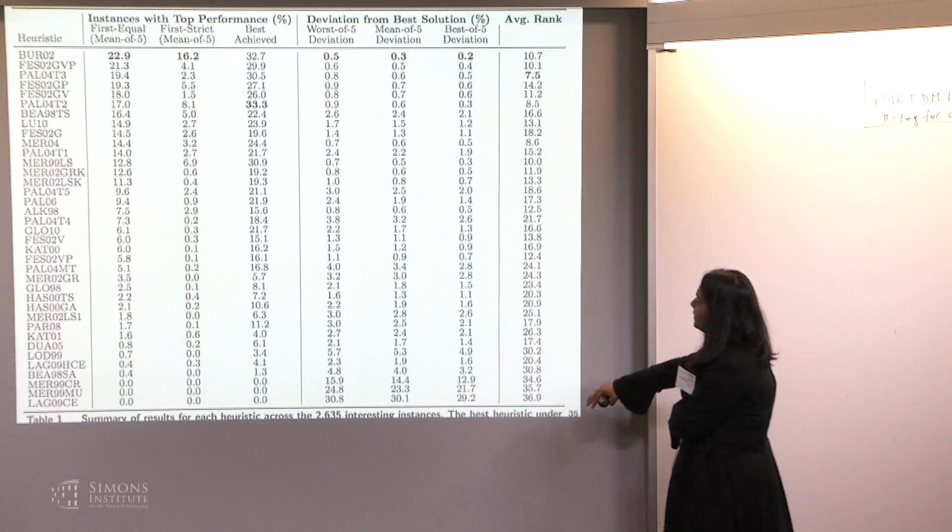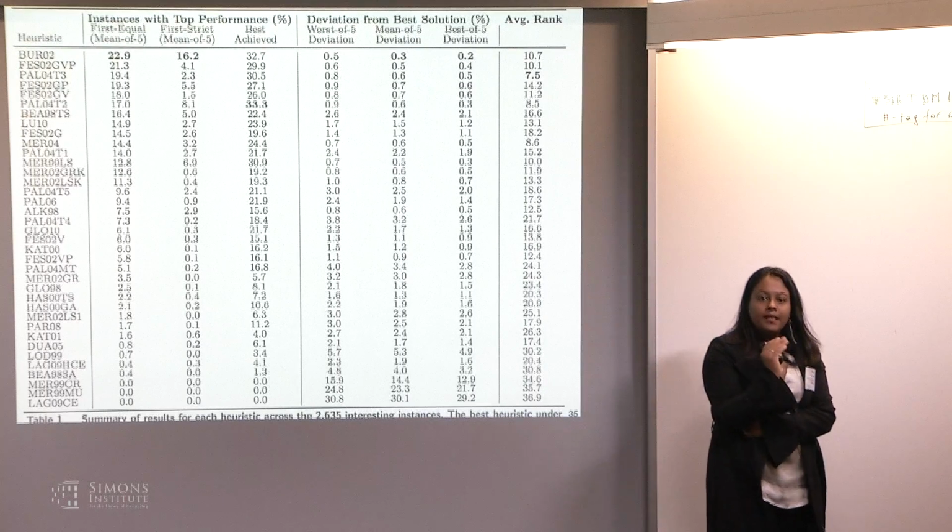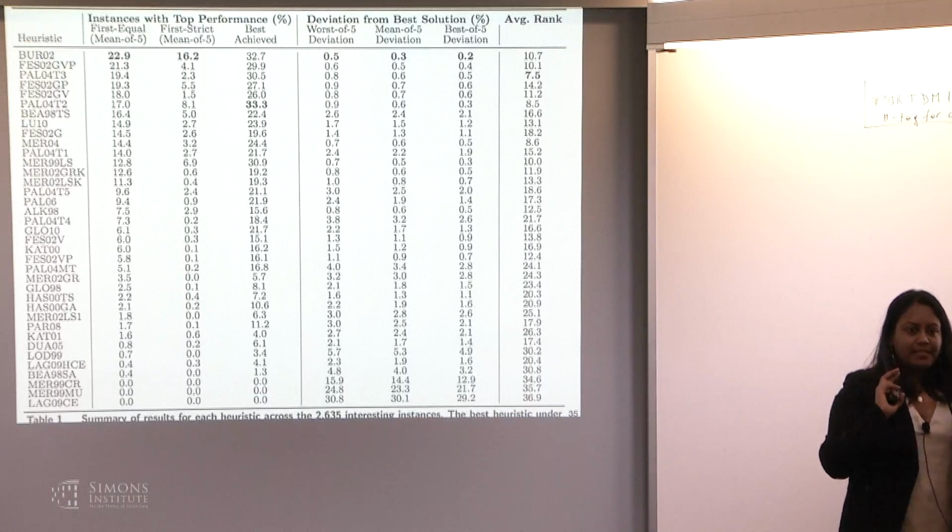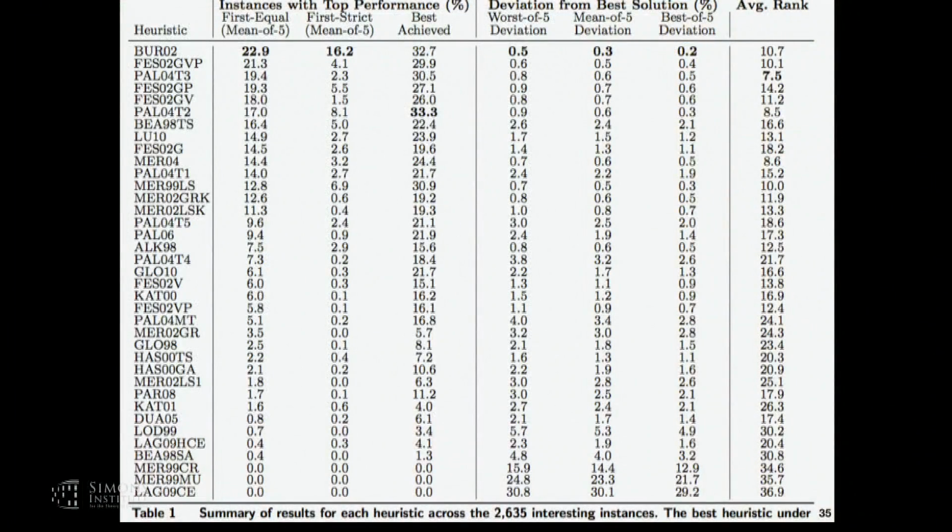This is the average rank. So these ranks are from 1 to 37, averaged over all the interesting instances in our data set. The non-interesting instances are the ones that are just solved to optimality by each heuristic, so we just threw them out. And we looked at deviation from the best solution, what are the instances with the top performance, and so on. By the way, the top heuristic here is Burer, 2002. That's based on a rank 2 approximation of the Goemans-Williamson algorithm. So that's quite interesting that it performed that well.